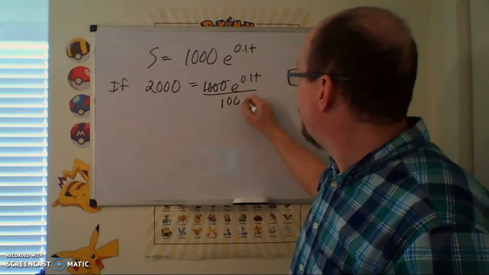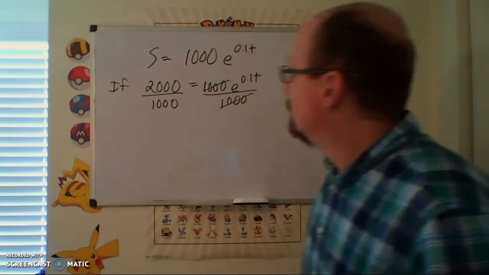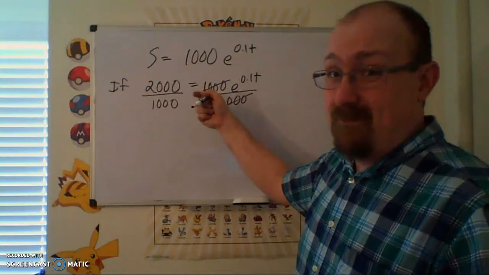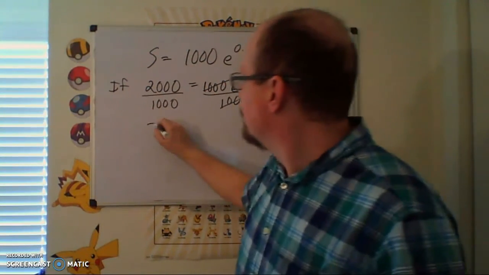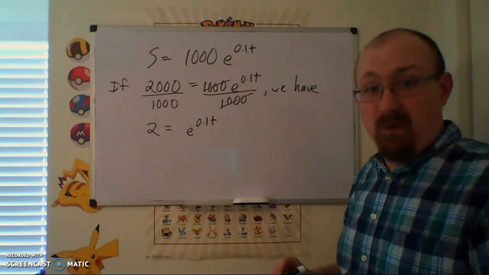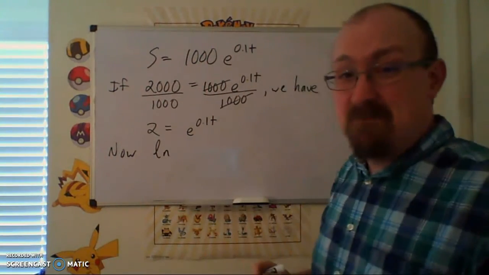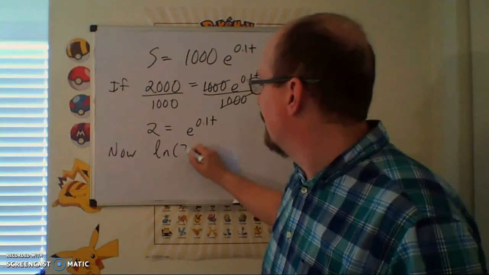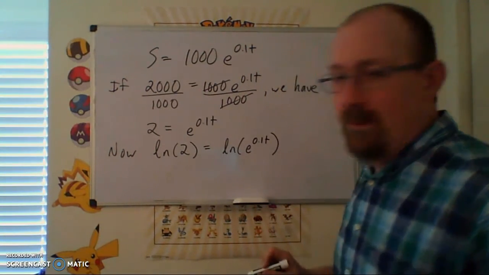Divide both sides by 1,000. I slashed through the guy prematurely, but so divide both sides by 1,000. It's gone from the right and the left. 2,000 divided by 1,000. We're going to have 2 over here, e to the 0.1t on the other side. Hopefully at this point this move is starting to feel really familiar. We're going to take a natural log of both sides of this thing. Natural log of 2, natural log of e to the 0.1t.